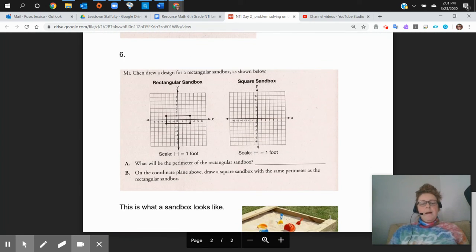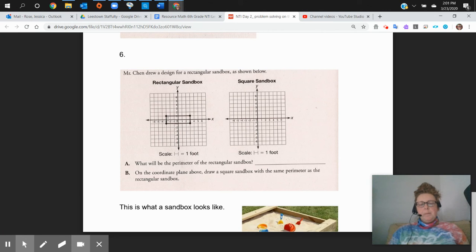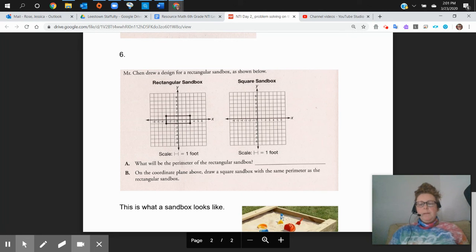Okay, and then your last question talks about a rectangular sandbox. They have drawn the rectangular sandbox right here. And this picture down at the bottom is a picture of what a sandbox looks like. You've probably seen one at the park, or you might have one in your backyard if you have a little brother or sister. Okay, so the first question says, what will be the perimeter of the rectangular sandbox? You're going to count the spaces around just like we did in the example right before. So if right now you need to pause and rewind and watch that example again, you can do that.